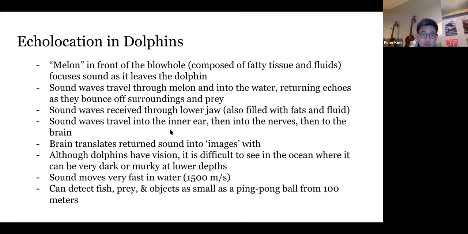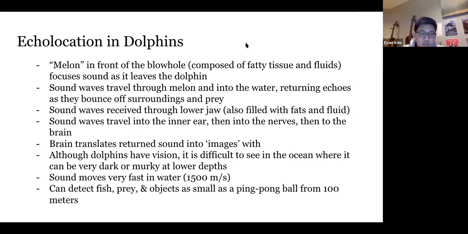Is the melon in the lower jaw hollow so it can contain fluids? Yes, they both actually are. The melon is a sac, sort of like a spleen or a gallbladder, and it's filled with those fats and fluids. While the lower jaw is a cavity in the dolphin's mouth.